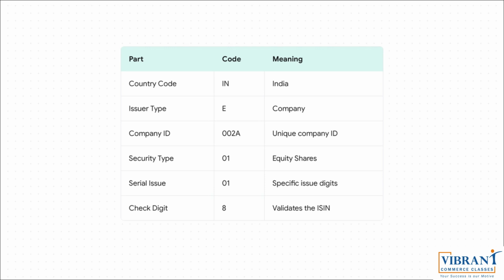The first two letters, IN, super simple. That's the country code for India. Next, the E tells us the issuer is a company. The 002A, that's the unique ID for that specific company. The first 01 tells us these are equity shares. The next 01 is for this particular batch or issue of shares. And that last number, the 8, that's a check digit. It's just a clever little math trick to make sure the whole code is valid. See? It's a whole story packed into just 12 characters.